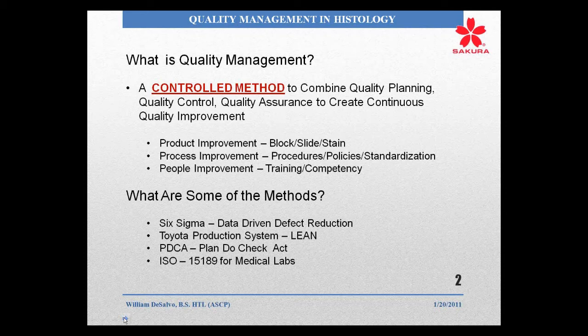So what are some of the methods out there? You've probably heard about them. Certainly Six Sigma, which is definitely a data-driven defect reduction process. It's very detailed and has a lot of documentation with that. You've all probably heard of the Toyota production system, Lean. And today, those two, since they are so very similar, have been kind of combined into Lean Six Sigma. And that really is one of the methods also.